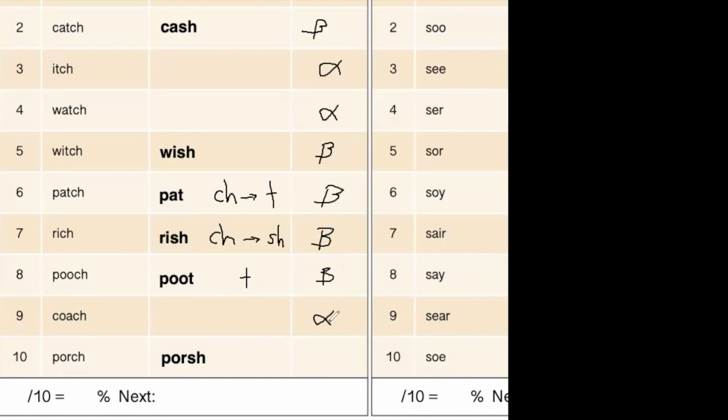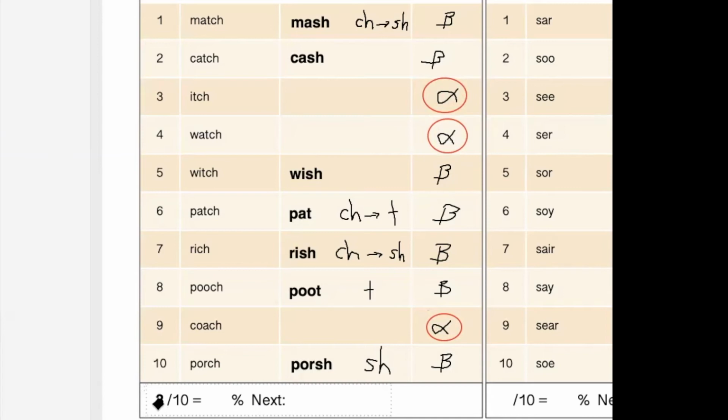Beta. Coach was said correctly. Porch went to Porsche. So there's the sh. Beta. And we're going to add up how many were said correctly. 1, 2, 3. I'm just going to circle those so you can see for sure what I'm doing. This one's correct, correct, correct. So our result is 3 out of 10, and therefore our next step is to go back a step.